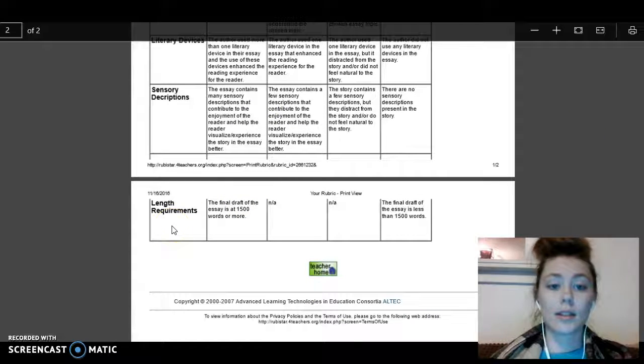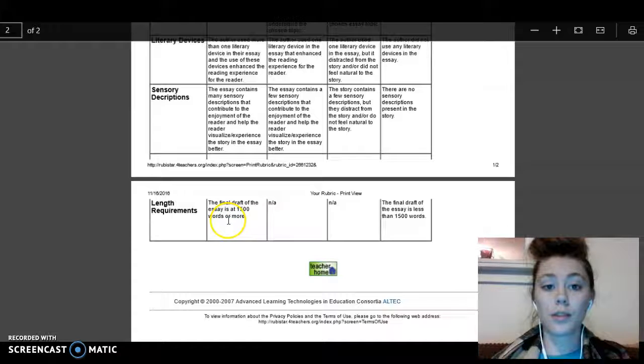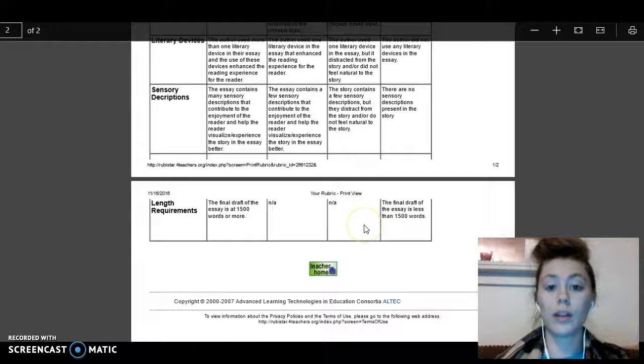Length requirements. This is another all or nothing. Your length requirement for this paper is 1,500 words. If you have 1,500 words on your final draft, that's 3 points. If you don't have 1,500 words, that's 0 points. Pretty simple. I will know your word count because you are going to put your word count as a footer at the bottom of the last page of your paper.